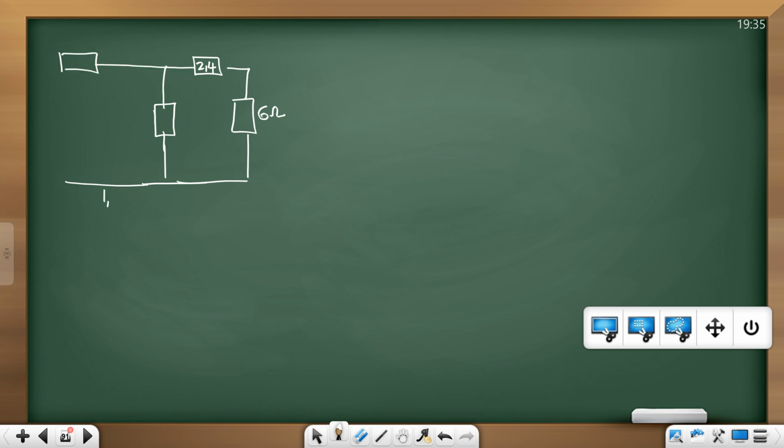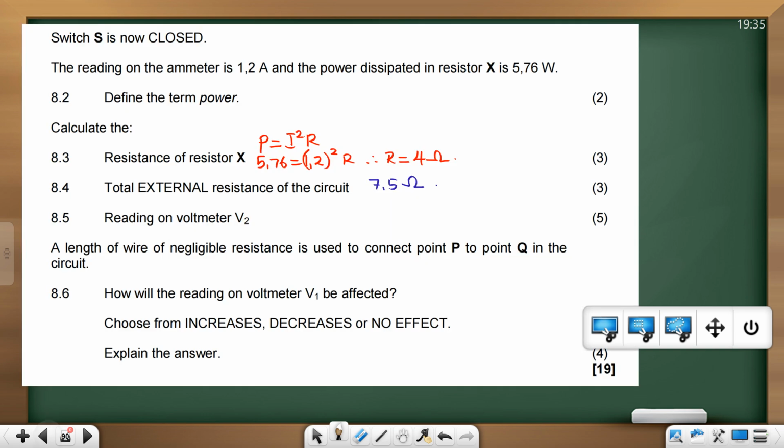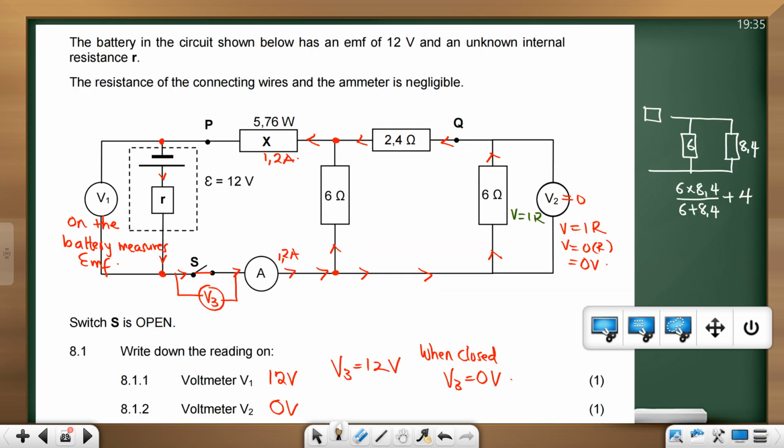Good. What current is coming here? 1.2. What was this other resistance? 6 was just 6 and a volt. No, 6 ohms. All right, it's also 6.